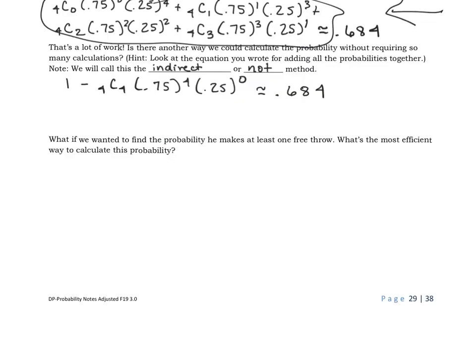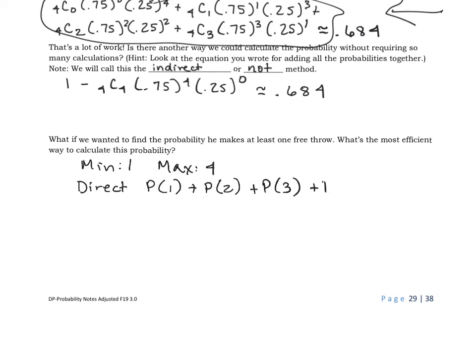What if we wanted to find the probability he makes at least one free throw? So that makes the minimum 1 and the maximum would be 4. So we would be looking at the probability of 1, if I was going to do the direct method, the probability of 1 free throw plus 2 free throws plus 3 free throws plus 4 free throws. Now that is a lot of work.